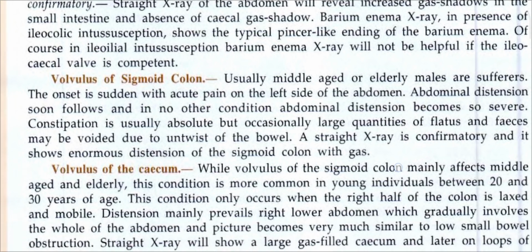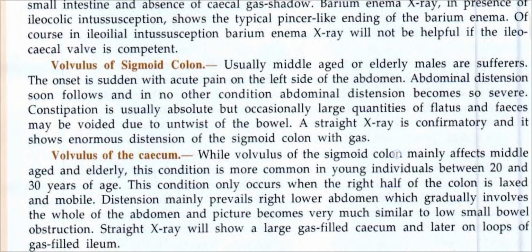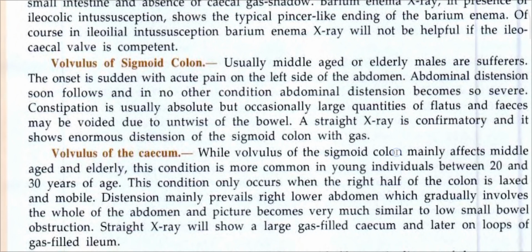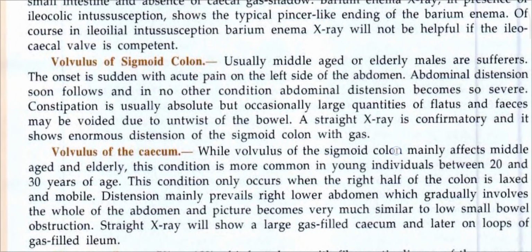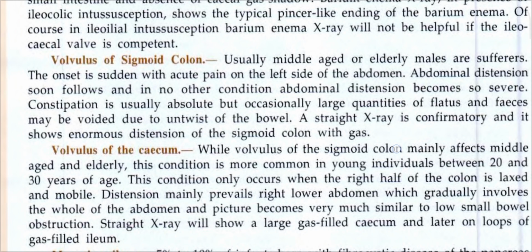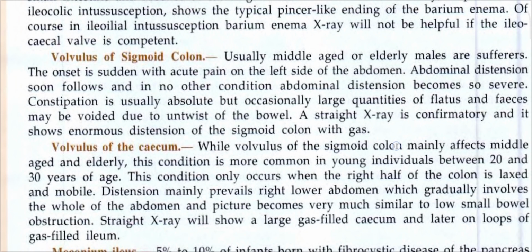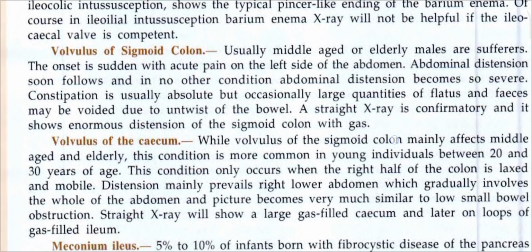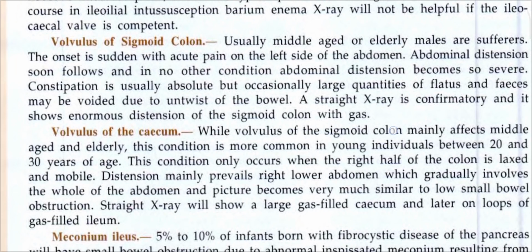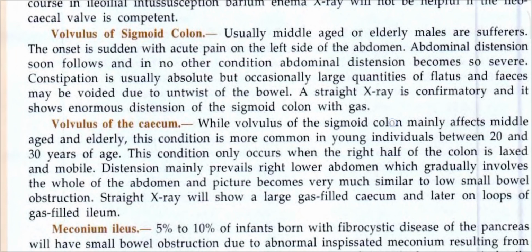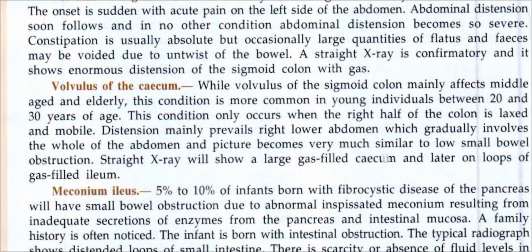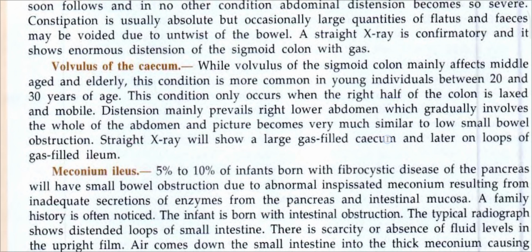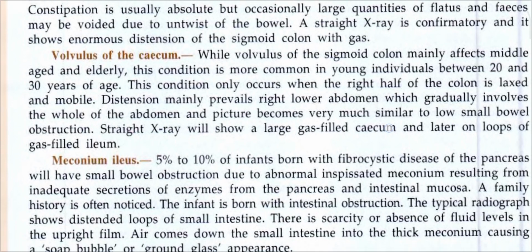Volvulus of the sigmoid colon. Usually middle-aged or elderly males are sufferers. The onset is sudden with acute pain on the left side of the abdomen. Abdominal distension soon follows, and in no other condition does abdominal distension become so severe. Constipation is usually absolute, but occasionally large quantities of flatus and feces may be voided due to untwisting of the bowel. A straight X-ray is confirmatory and it shows enormous distension of the sigmoid colon with gas.